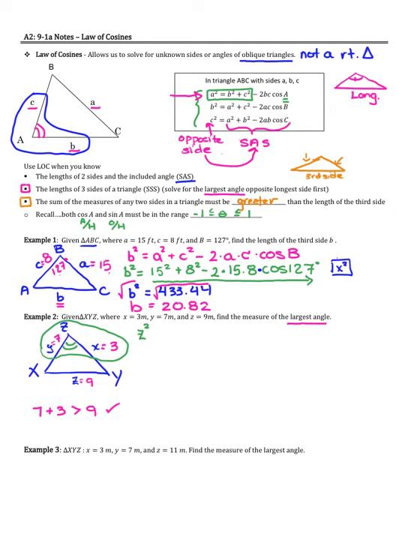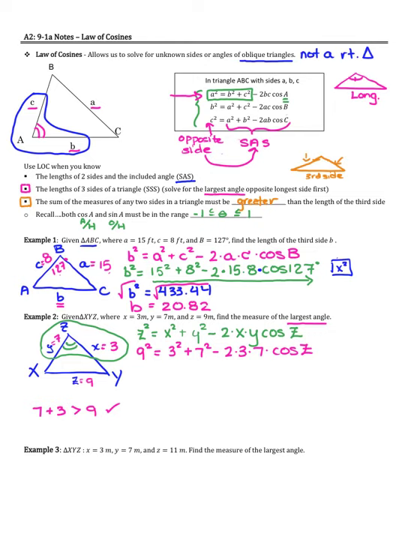z squared, little z squared, is going to equal x squared plus y squared minus 2 times x times y times the cosine of angle Z. That's what we're looking for. All right, so let's start to plug in what we know. We know z squared, so that's going to be 9 squared equals 3 squared plus 7 squared minus 2 times 3 times 7 times the cosine of an unknown angle.